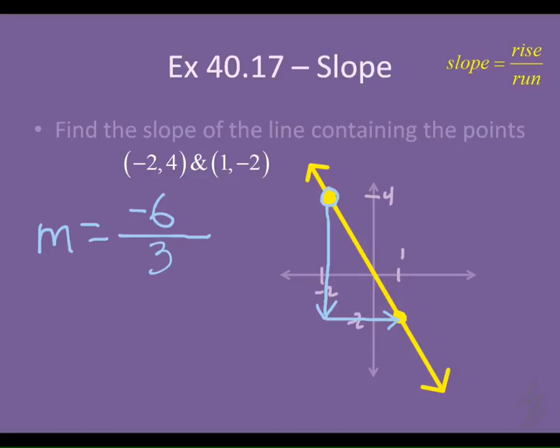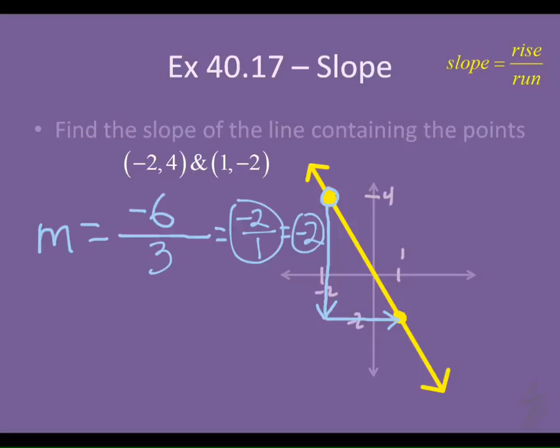And there's two acceptable answers here now. What are they? -2 over 1 or just -2. Either one of these is okay. Any questions about how we got that from the graph?